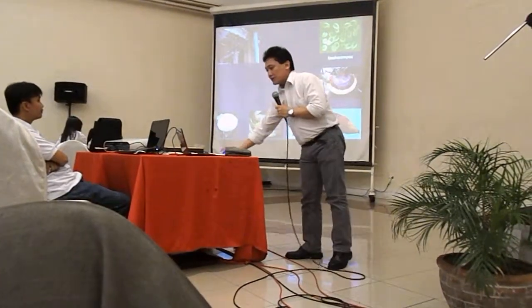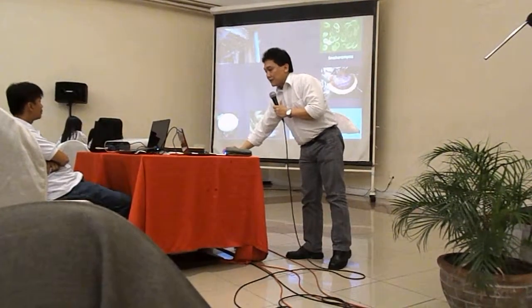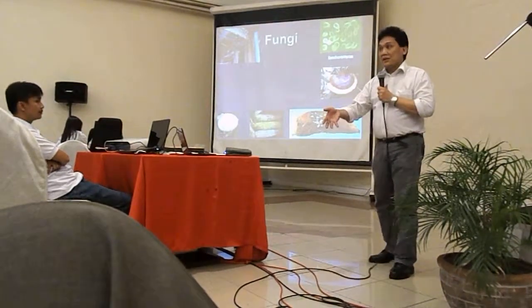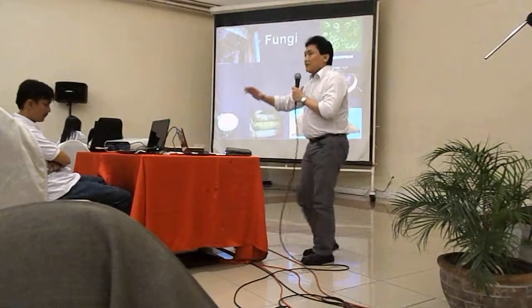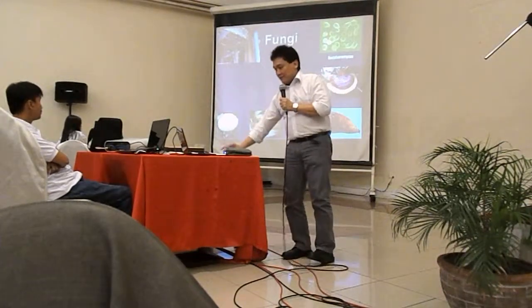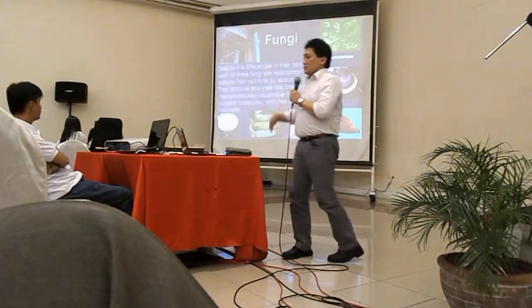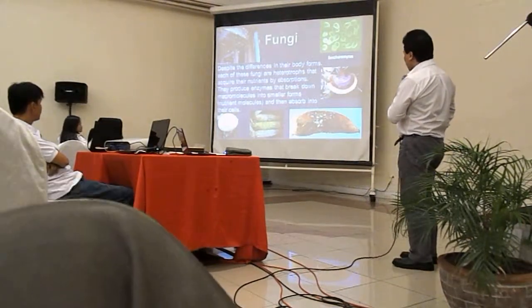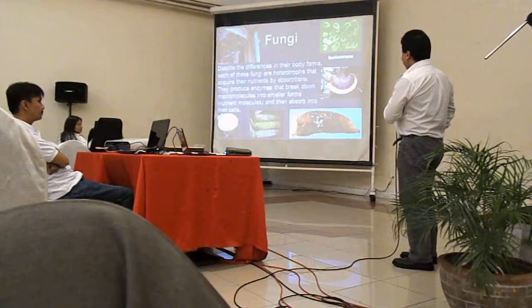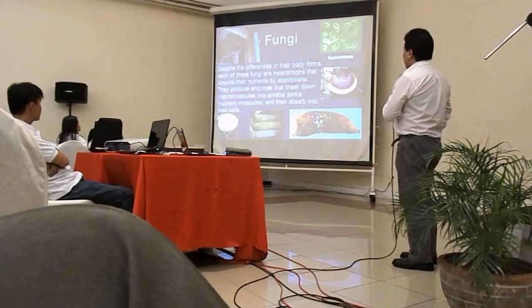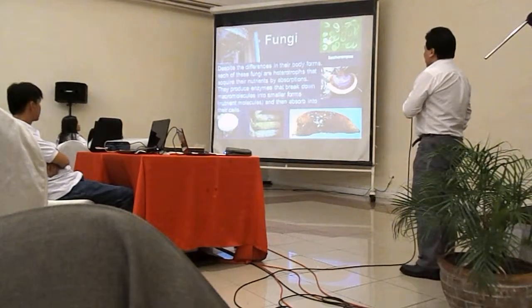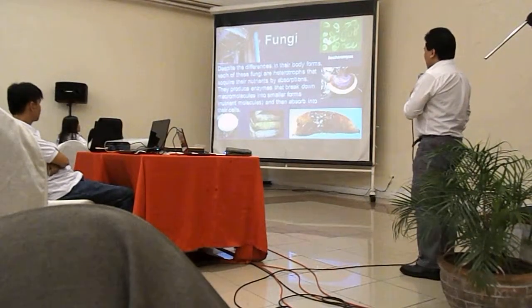We see so many things there, but predominantly we can see those living things there, which we call the group of fungi. Fungi is a very big group of organisms. It says here, despite the differences in the body forms, each of these fungi are heterotrophs that acquire their nutrients by absorption.